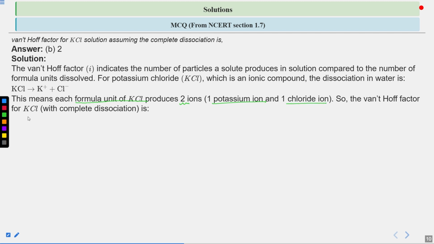So the van't Hoff factor, that is i, for KCl with complete dissociation, which you have to consider because it is already given in the question to assume. The number of ions, or the van't Hoff factor, for KCl is i equals 2 compared to the number of formula units dissolved. There is no formula unit left undissociated, so there is a complete dissociation. The ions you get for potassium chloride will be 2, and hence the van't Hoff factor i is equal to 2. So the correct answer is option B. Okay, moving on to the next one.